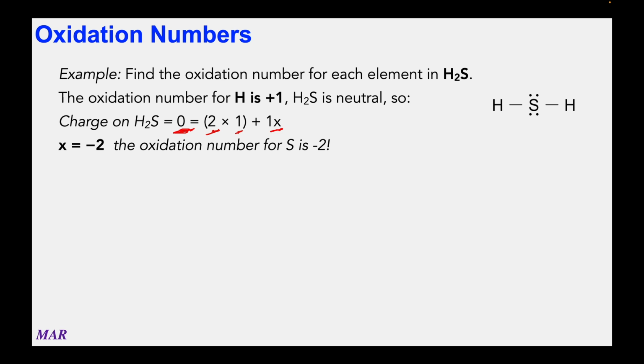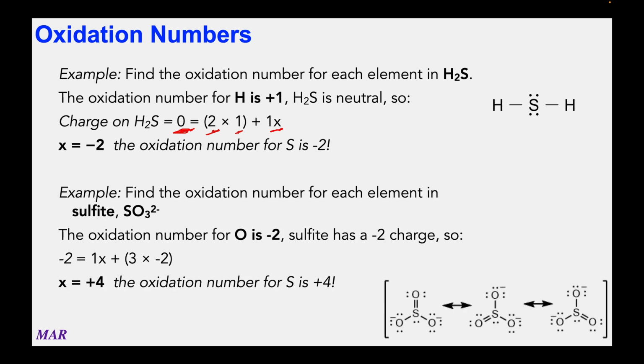And that kind of gels because sulfur is in group 6A. 6 minus 8, those are usually -2, and that's what we're seeing here for sulfur, so that doesn't seem too crazy. We can also do the same thing for sulfur in sulfite.